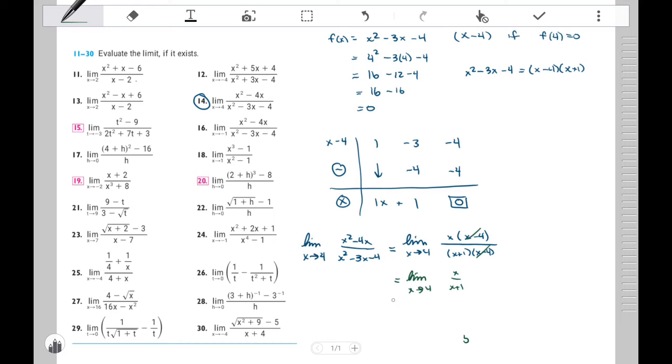By limit definitions, we can just substitute the value in. So we have 4 divided by 4 plus 1. That's giving us 4 divided by 5. So this limit is approaching 4/5, or 0.8. As the x value approaches 4, we're approaching 0.8, or 4/5 on the y-axis.